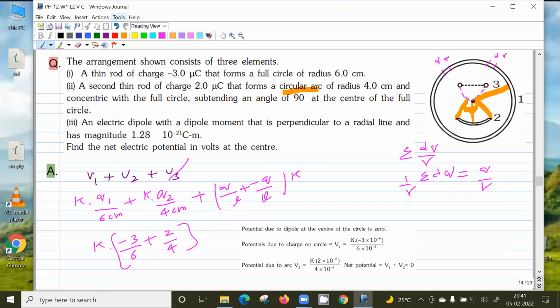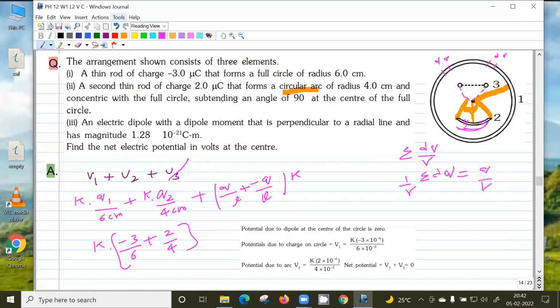Similarly, for this r, the potential due to the element here and the potential due to the element here are the same. So when we do this summation, I'll get the total charge of this arc, that is Q2. So all the elements of Q2 are at the same distance. So it's just the whole Q2 divided by the distance.